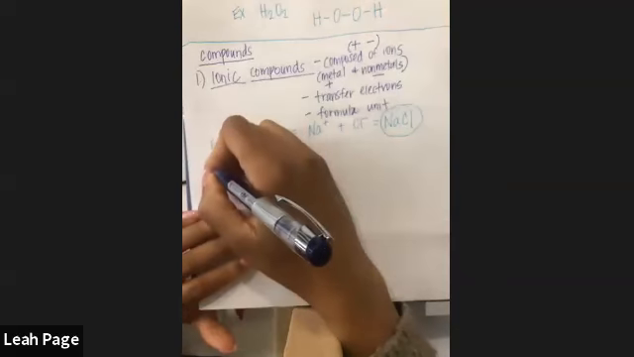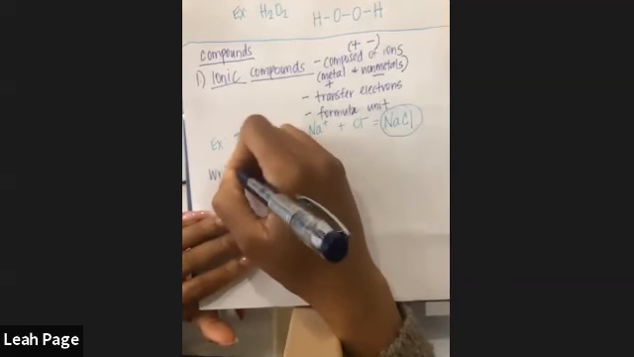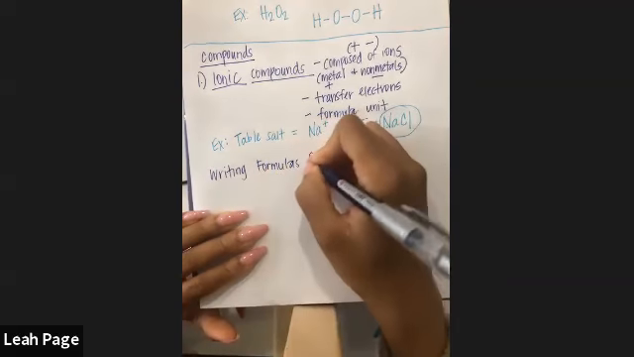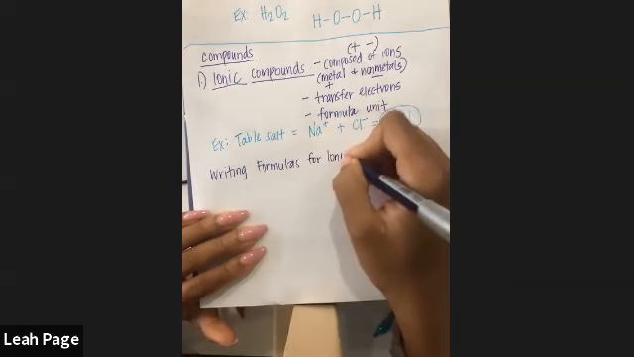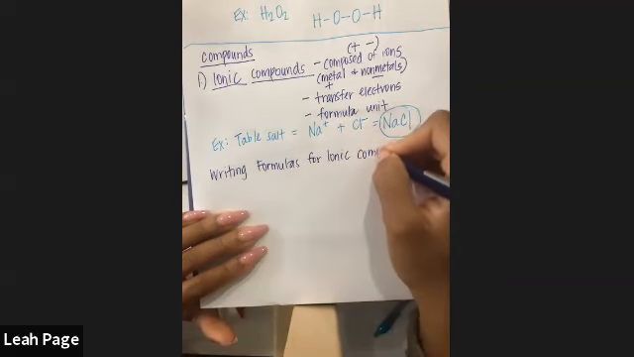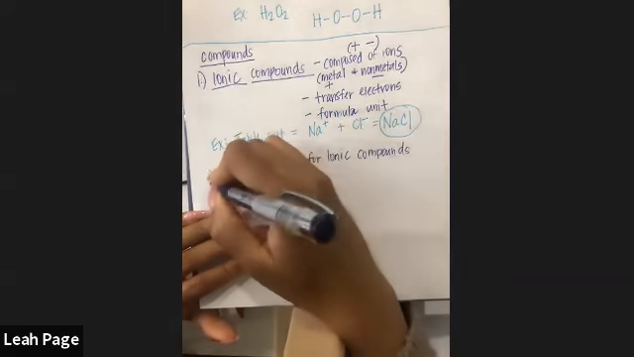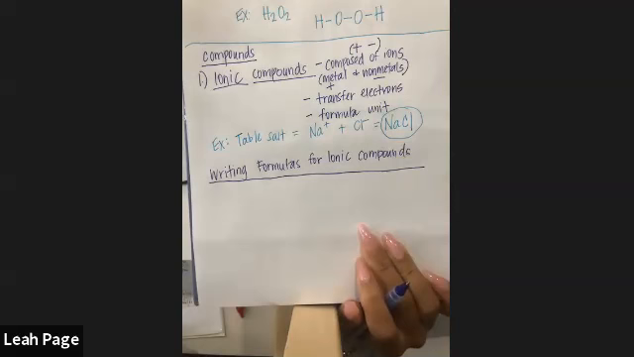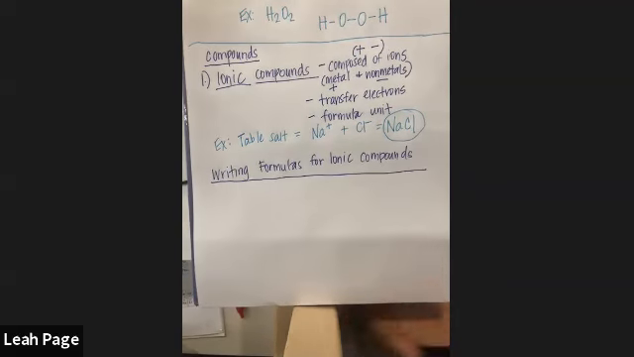All right, so we are writing formulas for ionic compounds. So anytime we want to write a formula for an ionic compound, we basically have to know the charge on the ion. If we know the charge on the ion, writing the formula is pretty simple. If we don't, we have to do an extra step.